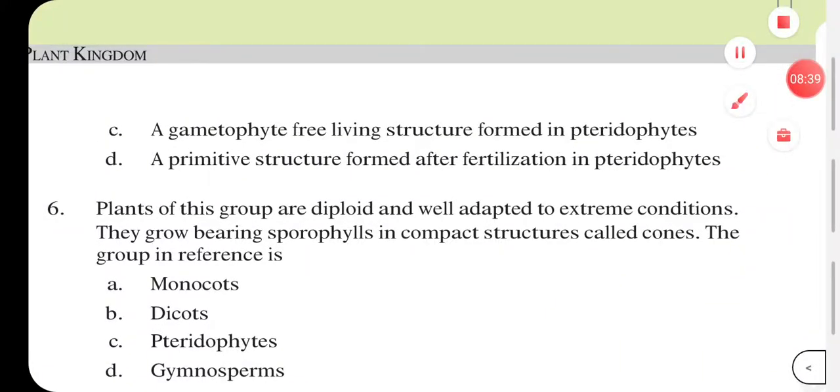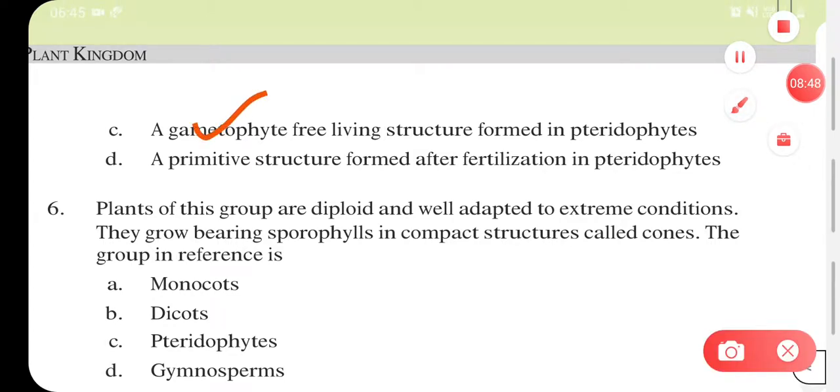Okay, a gametophyte free living structure formed in pteridophytes. So yes, here it is correct. It is a gametophyte structure. It is free living also, and it is formed in pteridophytes. Fine. So prothallus is a gametophyte free living structure. Though it is free living, it is very difficult to detect or notice them, and that is the reason why we call them inconspicuous. Inconspicuous means not easy to identify or detect.